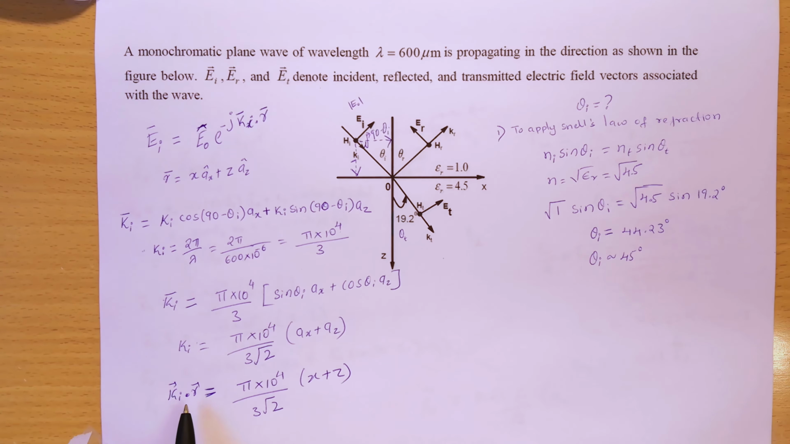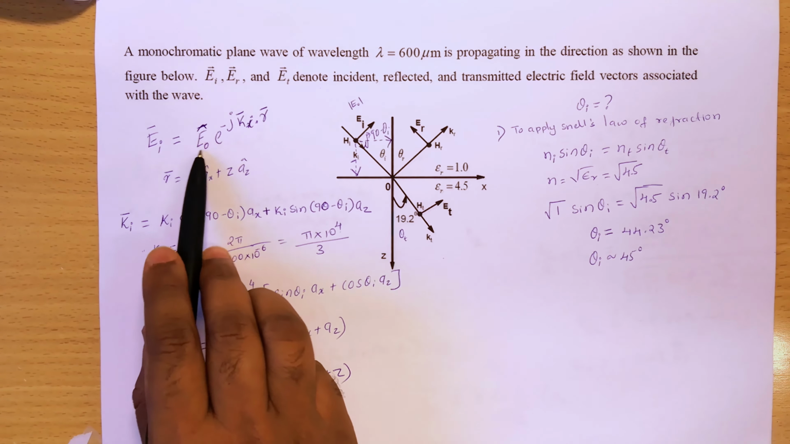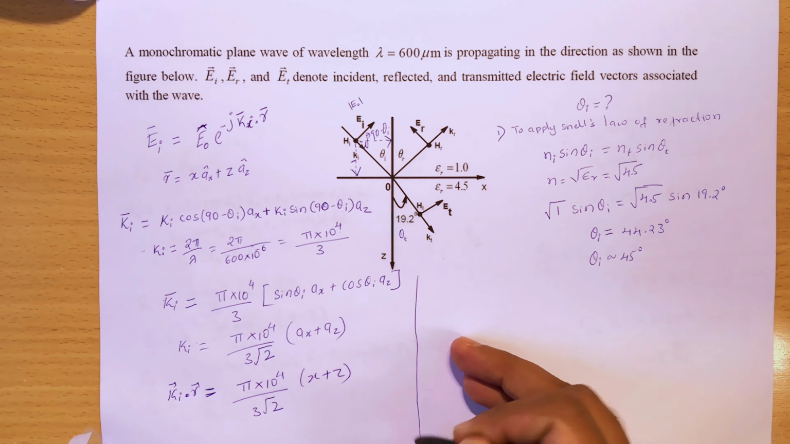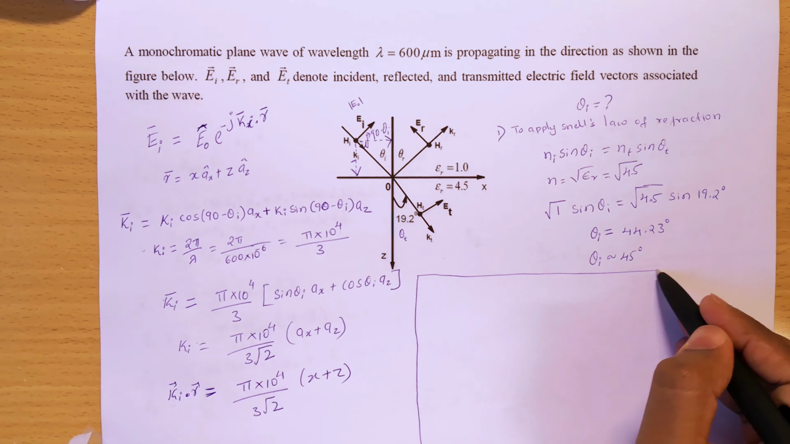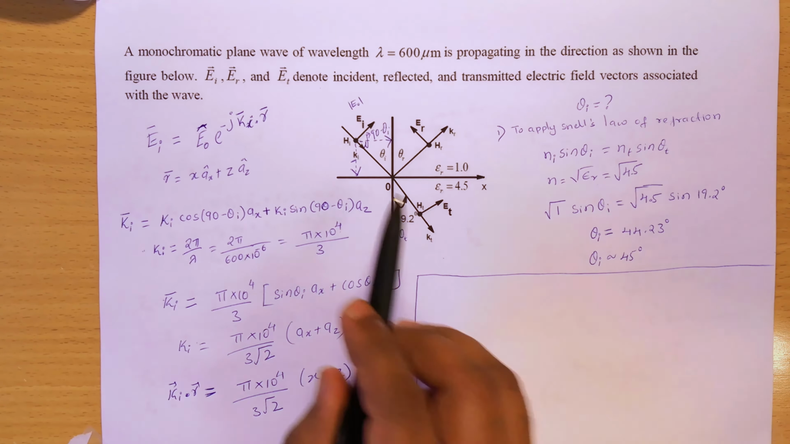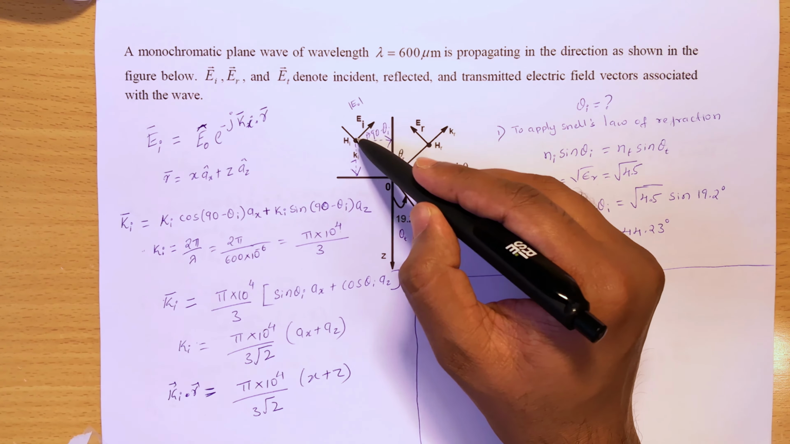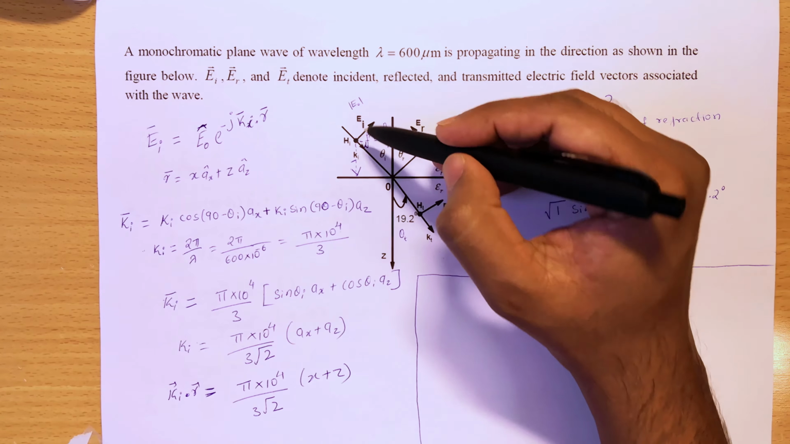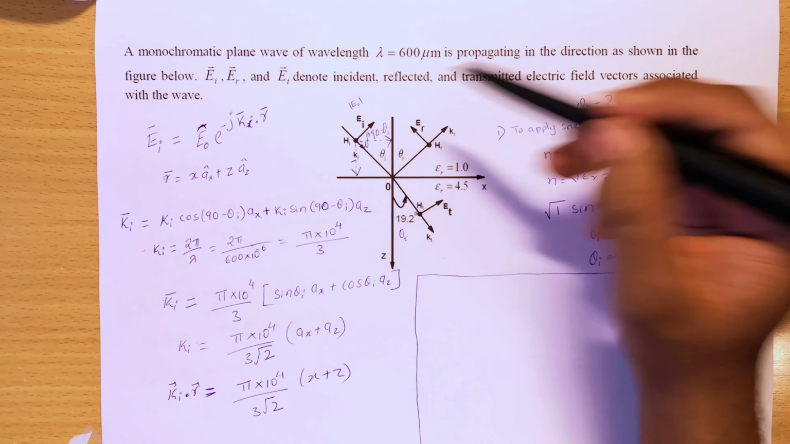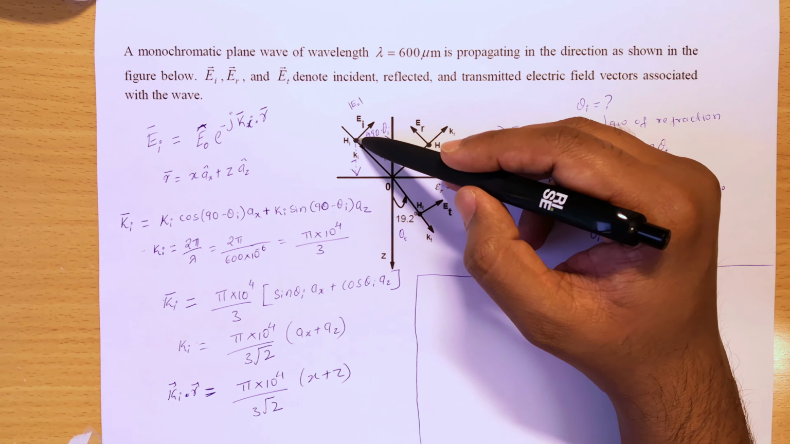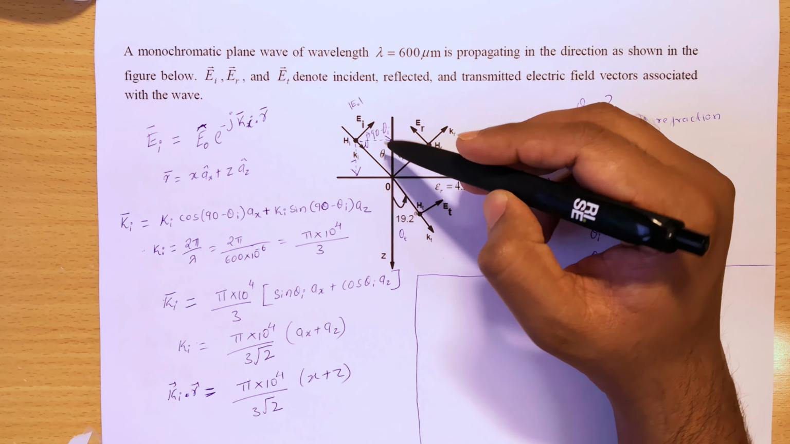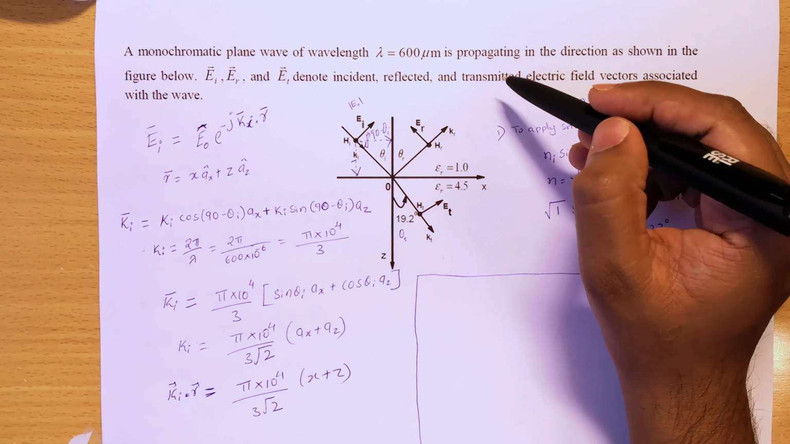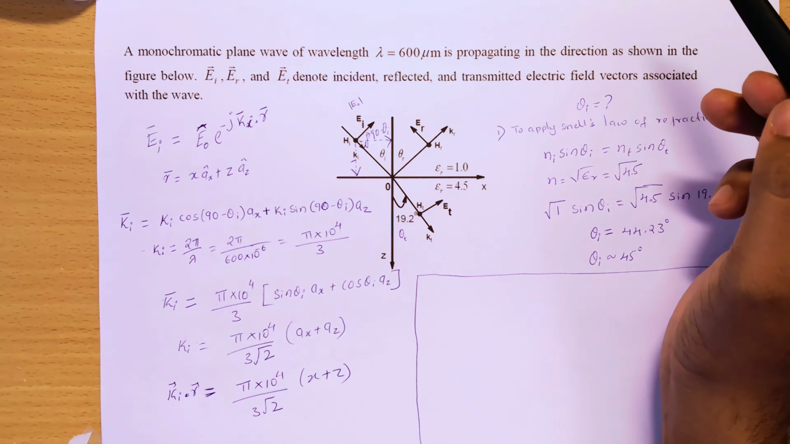Now let's find the magnitude of the electric vector here. You can see that the electric field is on the xz plane, and it's perpendicular to the k vector, since it's a uniform plane wave. Since it's perpendicular to the k vector, and it's in the xz plane, which is the plane of incidence, it's a parallelly polarized wave.